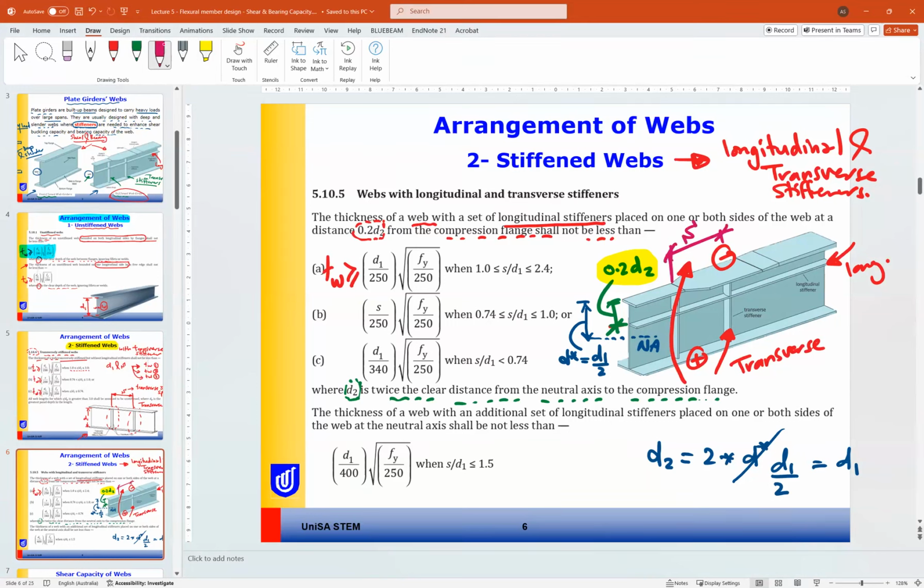the transverse stiffeners. So S is the distance between the transverse stiffeners. So TW will be this value when S over D1 is between 1 and 2.4, and we will replace D1 with S here when S over D1 is between 0.74 and 1. The third one is TW more than D1 over 340 when S over D1 is less than 0.74, where D2 again is twice the clear distance between the neutral axis and the compression flange.